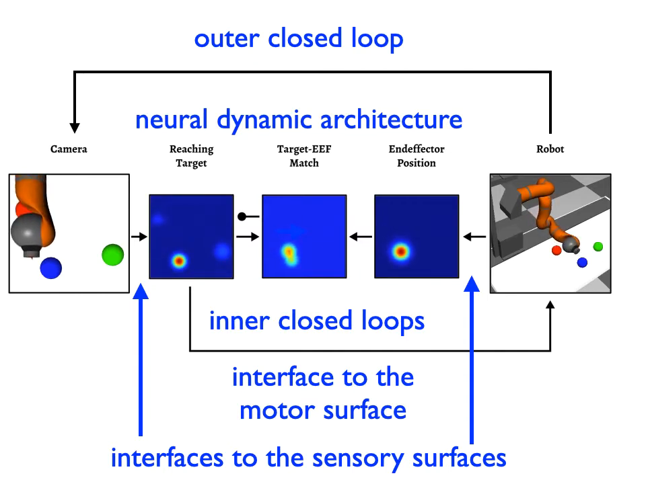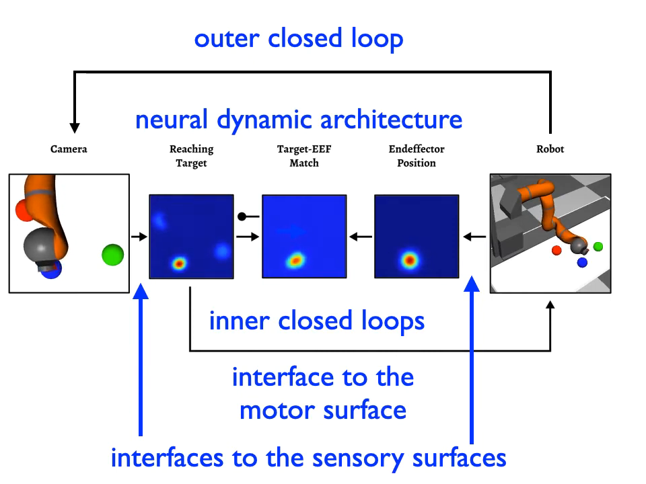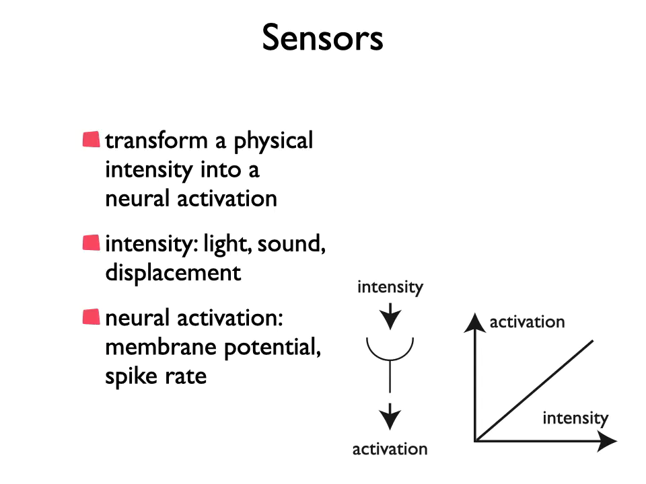Now I want to step through that more carefully and tell you how the inner structure of these architectures is determined by the sensory and motor interfaces, and how you then increasingly abstract away from the sensory surfaces. So let's begin with sensors.